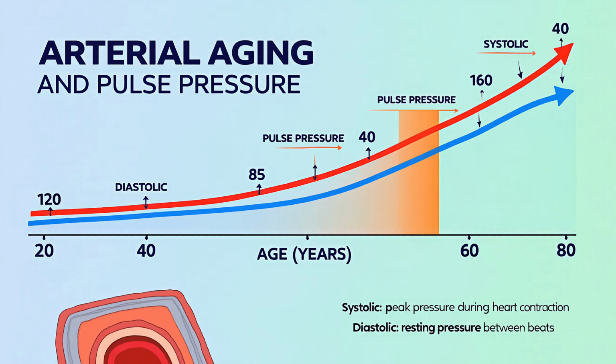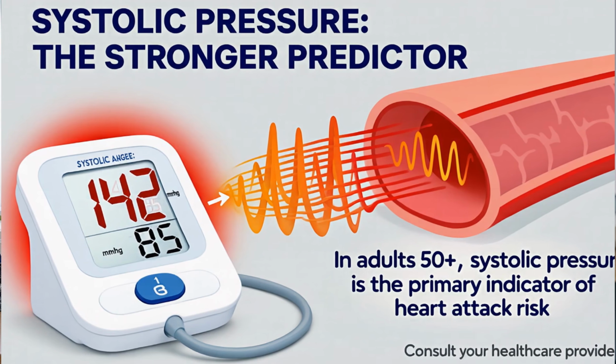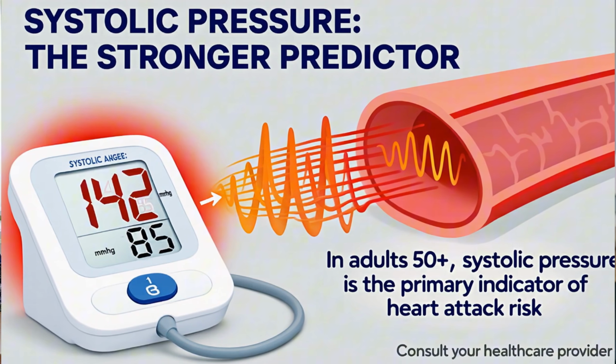However, this does not mean the diastolic number is irrelevant. Diastolic pressure reflects the baseline pressure inside the arteries between heartbeats. If that baseline pressure becomes very high, it also increases stress on the artery wall and can contribute to plaque development. Earlier research in younger populations showed that diastolic hypertension could strongly predict cardiovascular risk. For example, analyses from earlier decades of the Framingham Heart Study found that elevated diastolic pressure in younger adults was associated with higher rates of coronary heart disease later in life.